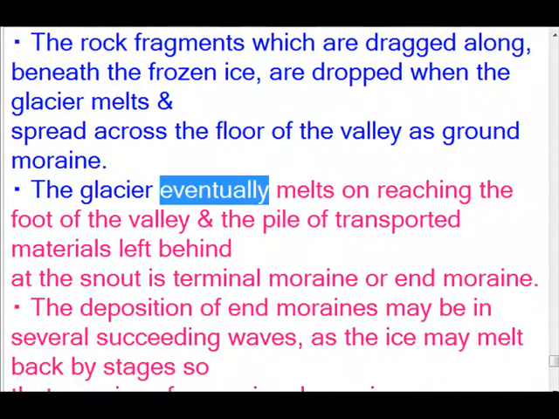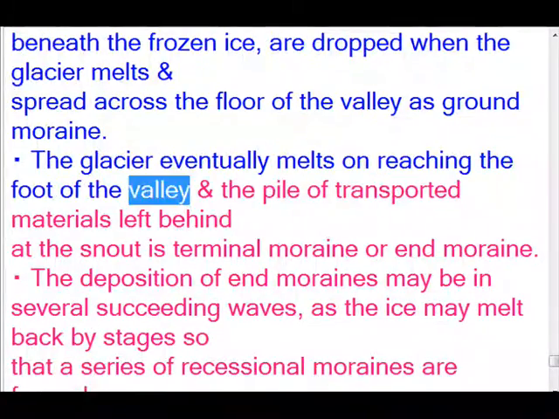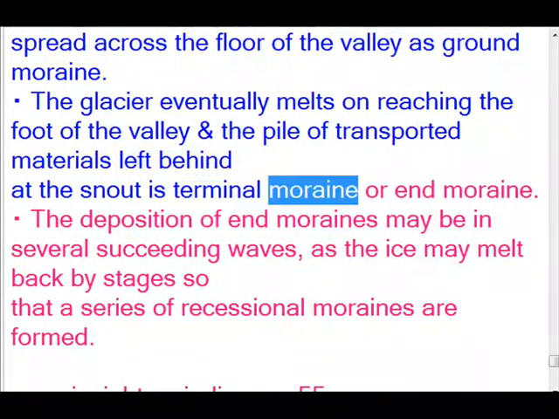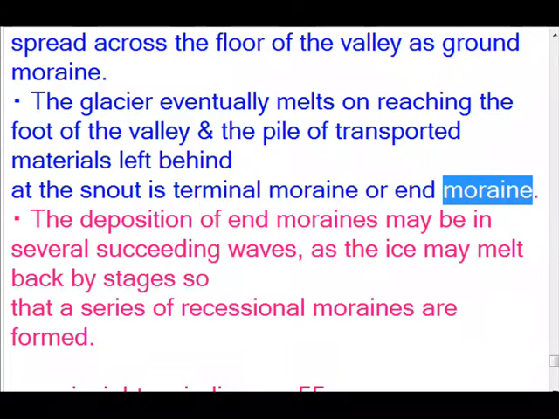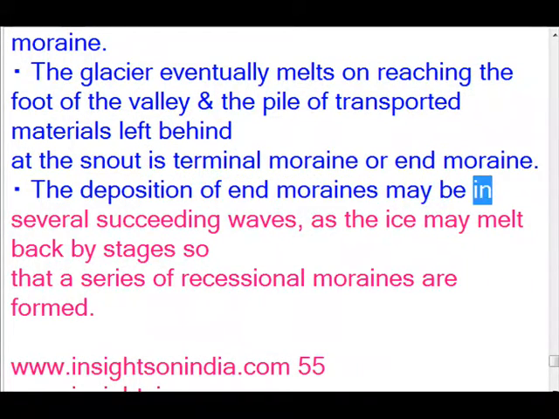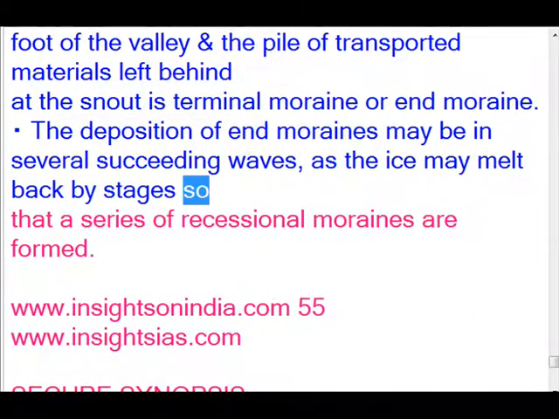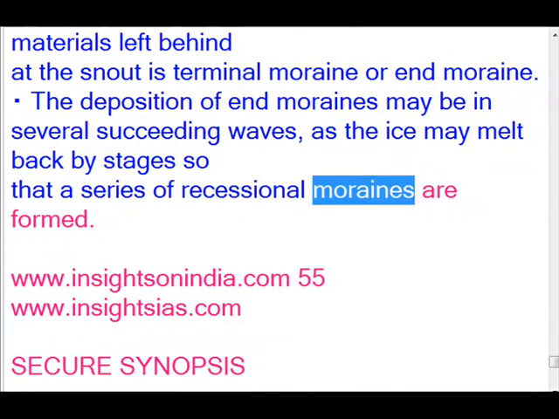The glacier eventually melts on reaching the foot of the valley, and the pile of transported materials left behind at the snout is terminal moraine or end moraine. The deposition of end moraines may be in several succeeding waves, as the ice may melt back by stages, so that a series of recessional moraines are formed.